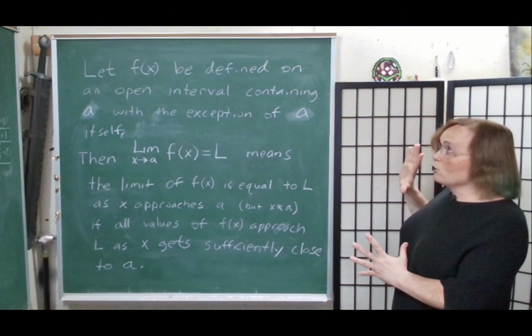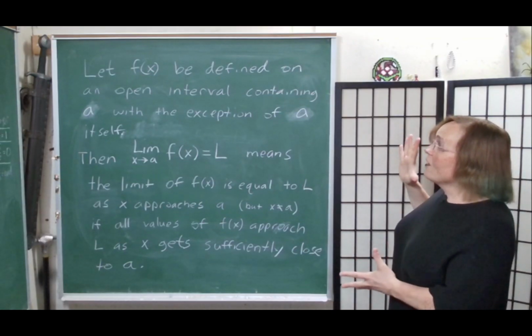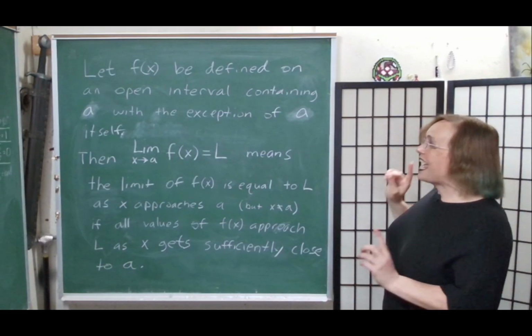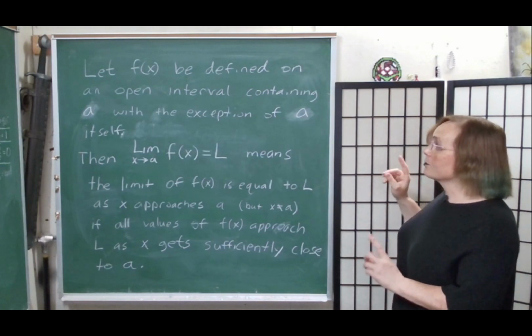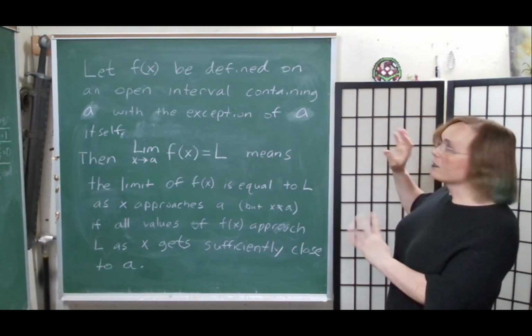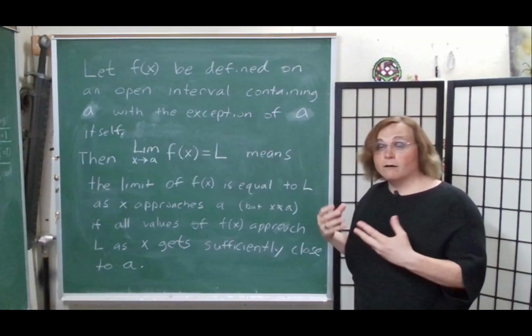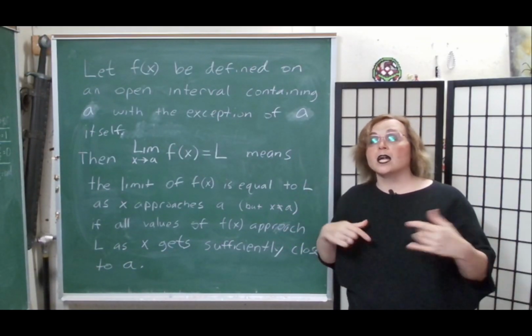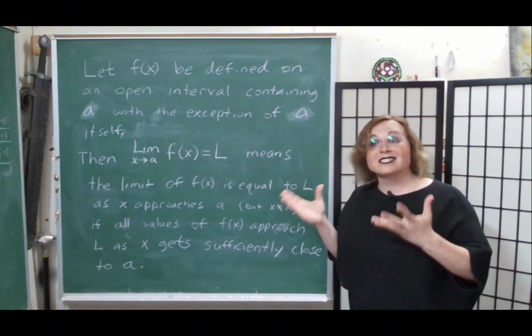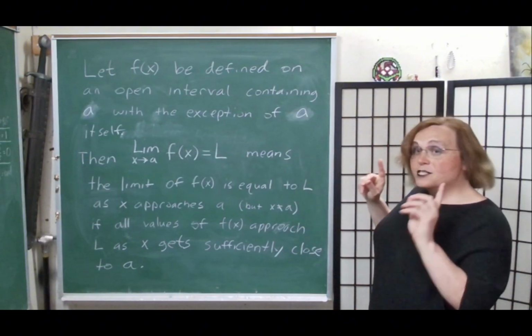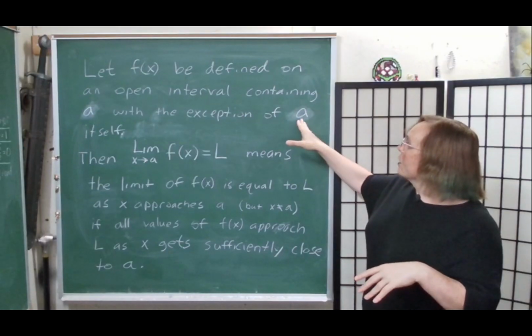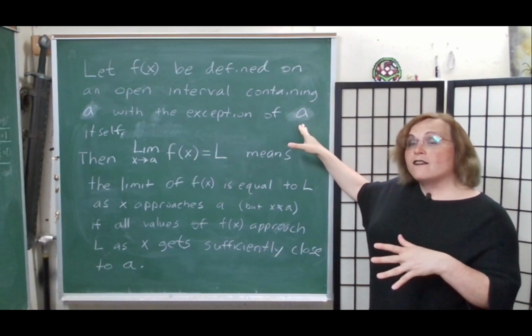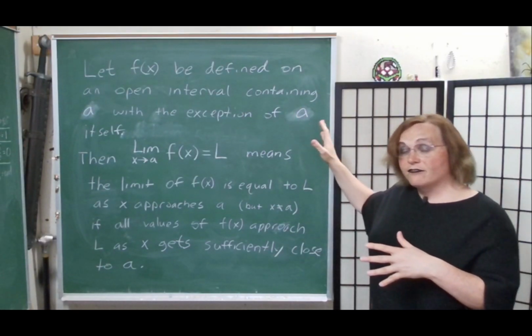So let f of x be defined on an open interval containing a with the exception of a itself. What that first part means is just that we have some function on an open interval, as opposed to last time where we were on a closed interval working with secants. And specifically, we have some value we care about that the function does not have to be defined at.